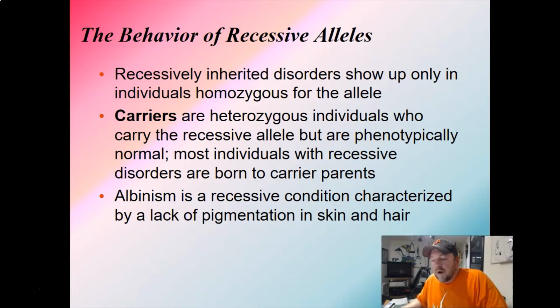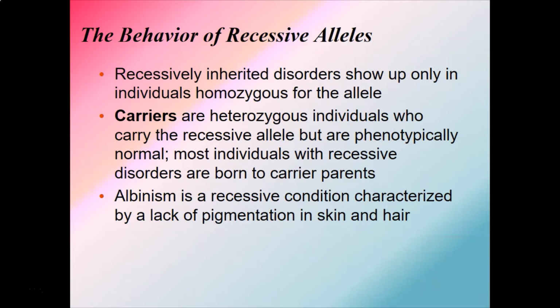So if somebody has a recessive genetic disease, what can you tell me about that person? You'd probably say, he or she was probably born to parents who were healthy, but they carried it. Maybe not, but probably. So, albinism is a good example of this. Albinism is a recessive condition characterized by lack of pigmentation in skin and in hair.